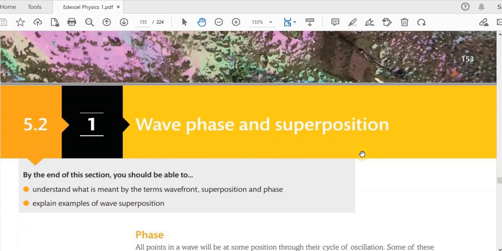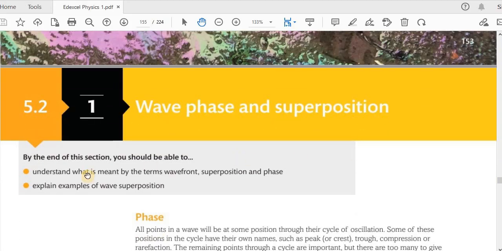superposition. By the end of this section you should be able to understand what is meant by the terms wave front, superposition and phase. In the O-level or IGCSE classes you would have already learnt about wave front, but what about superposition and phase? You would not have really learnt about superposition and phase in the O-level or IGCSE classes, so we will see them here in the A-level class or IAS class.